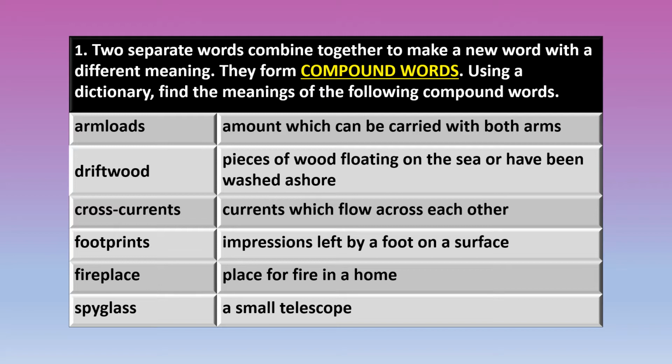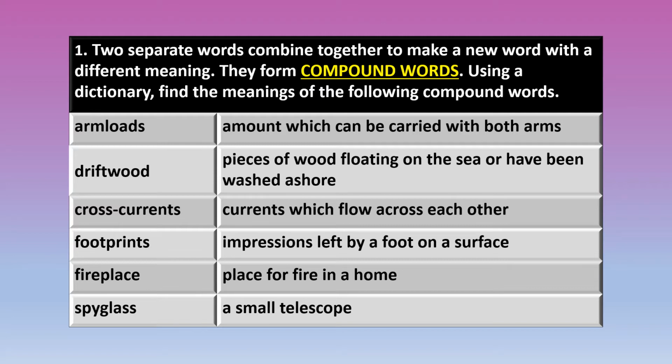Now, if you look at the first word, arm is a part of your hand. Loads is something that is heavy. But when you put it together, it forms a compound word, armloads, which means an amount which can be carried or a load that can be carried with both arms.